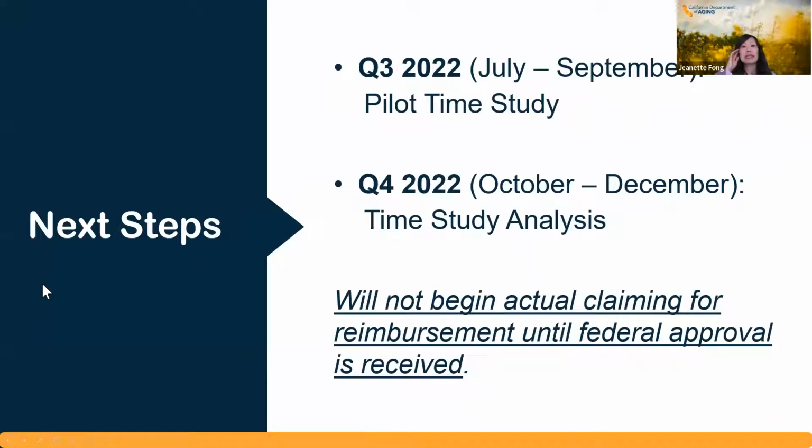Okay, so next steps. As far as next steps goes, we are piloting this time study in the 3rd quarter of this calendar year. So July through September. Even though July is just around the corner, the first survey date won't be until the week of July 18th. So that still gives your supervisor time to decide on who they want to have participate in the time study.